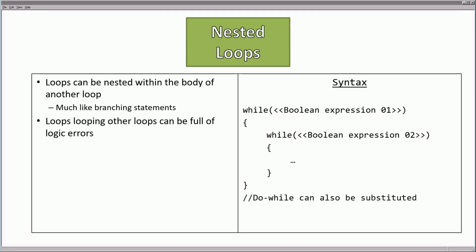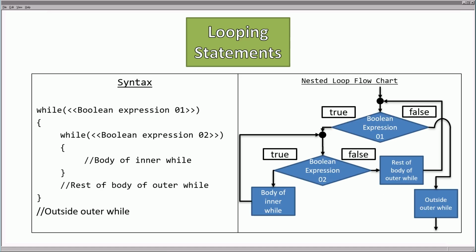In addition, we can nest loops inside of other loops. This is very similar to branching statements. However, whenever we are looping loops inside of other loops, these can be full of all types of logic errors. If you're encountering these types of logic errors, then draw out the logic using a flowchart. When we have nested loops, we can see them looking something like this. Over to the side there, we have a syntax. And now over here is how it can be represented. So entering this program, we check this first Boolean expression. If this is true, then we enter the body of this first while loop.